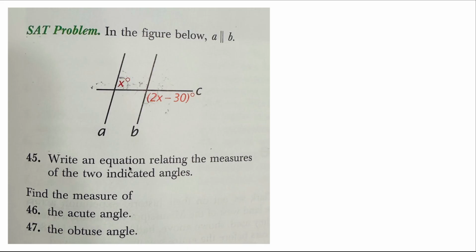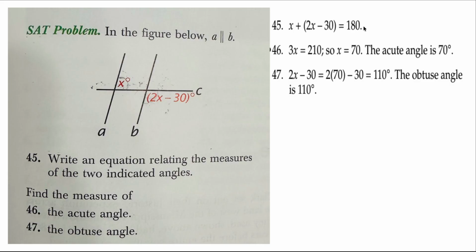So 45 says, write an equation telling the measures of the two indicated angles. So we have x and 2x minus 30 equal 180 degrees. Now we need to solve this. So we would combine and say plus 30 on the left, plus 30 on the right. This would cancel out the 30 and give us 210 degrees. And then we'd combine our like terms, x and 2x. So we'd have 3x equals 210 right here. And we divide by 3 on the left and on the right to have x by itself, and x would equal 70 degrees.